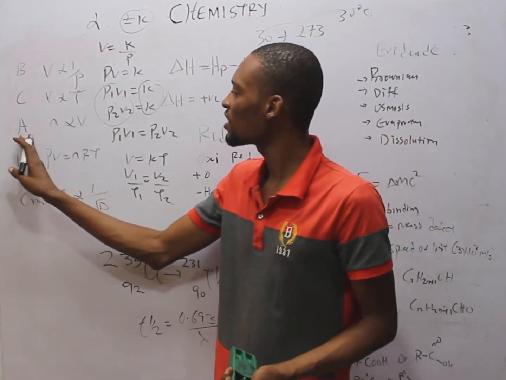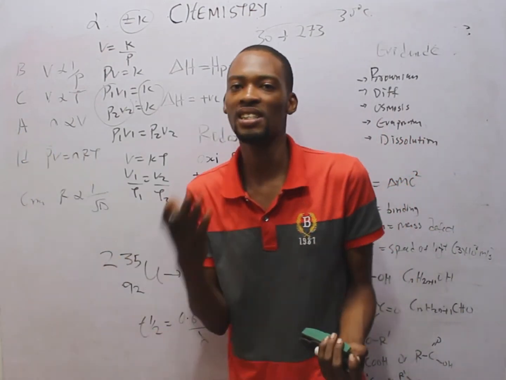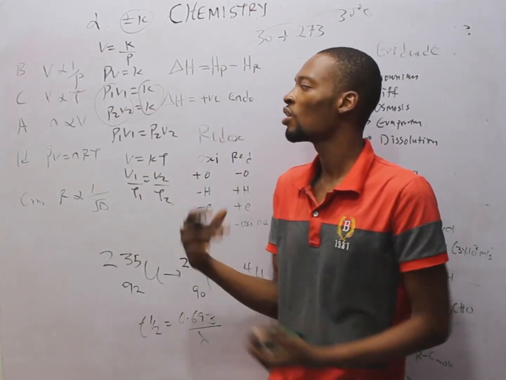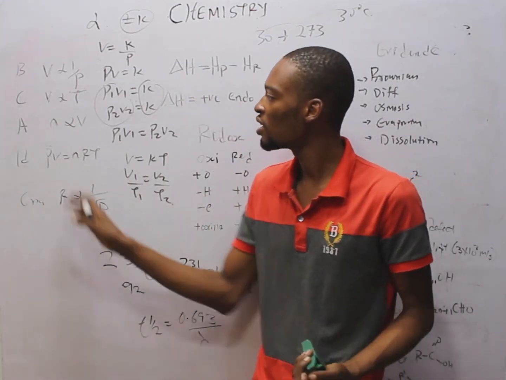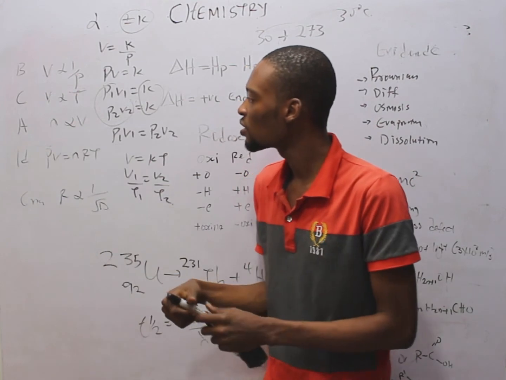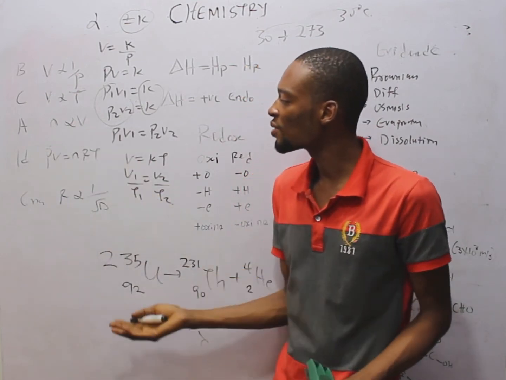Avogadro's law states that equal volumes of gases at the same temperature and pressure contain the same number of molecules. So N is proportional to V, so N is equal to KV.